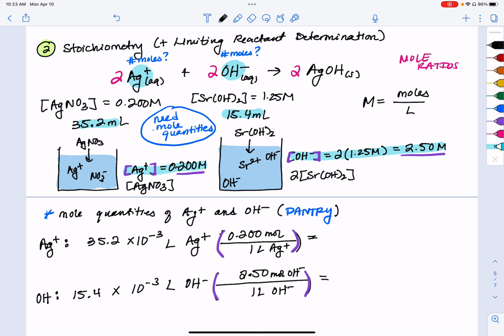Okay, so now we have to do some math. Probably have our calculators ready. If you want to pause and grab your calculator, I highly recommend it. So that's 0.352, that's our volume of silver, times 0.2. This is all a product, so we need to have this in scientific notation. So this is 0.0704 moles of silver ion. So I finally have my number of moles of silver ion.